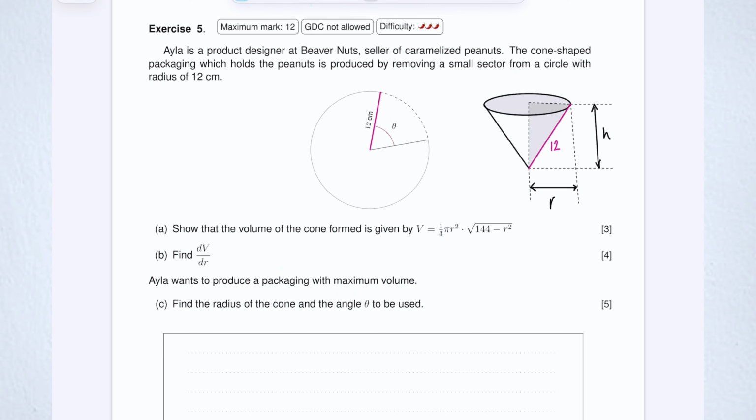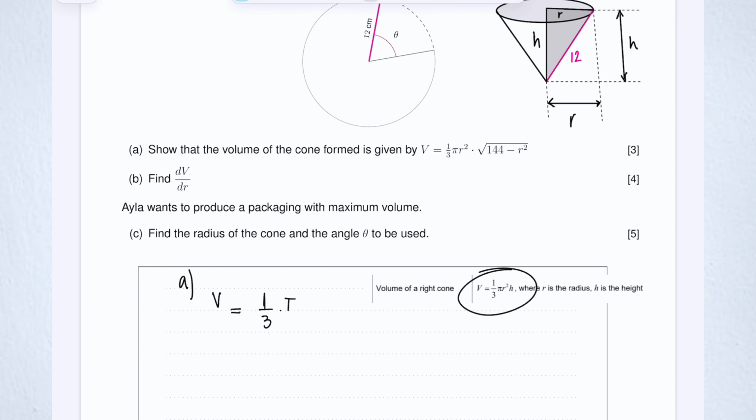This is h, which by the way can be found right here as well. And this is r. Therefore, given that the volume is 1/3 pi r squared times h, and given that what we need to show does not include any h in it, we have to find h as a function of r first.